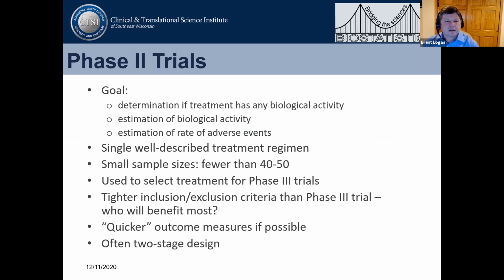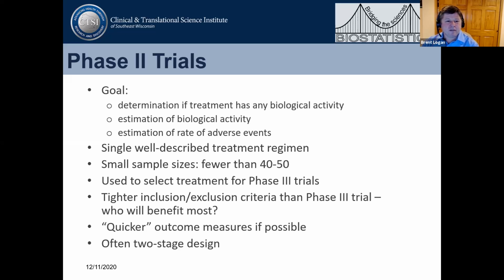Phase 2 trials are the next step, and here the goal is to determine if the treatment has any biological activity, estimate the magnitude of that biological activity, and also get a better handle on the rate of adverse events that you might see with this treatment. In a study of 6 patients per dose, you are not necessarily going to get a good handle on the adverse event profile. As you go up to 40 to 50 patients and you've honed in on a particular dose, you get a better picture of the adverse event profile before proceeding to a randomized study.